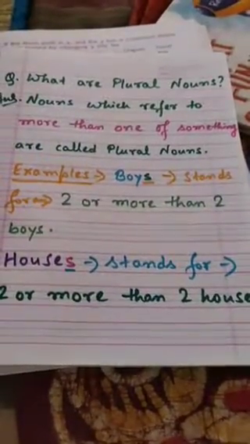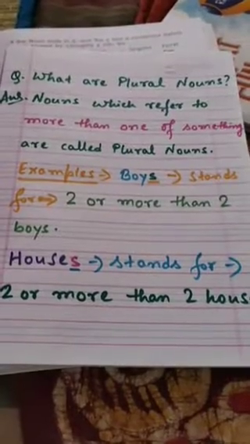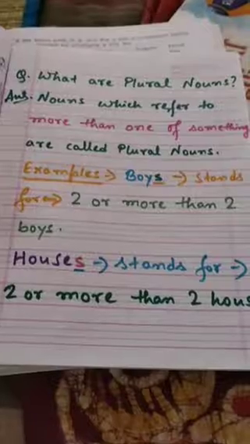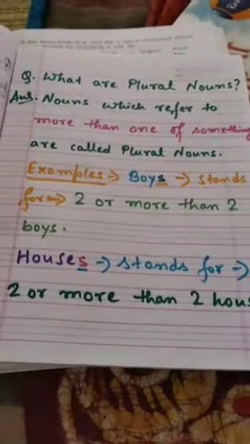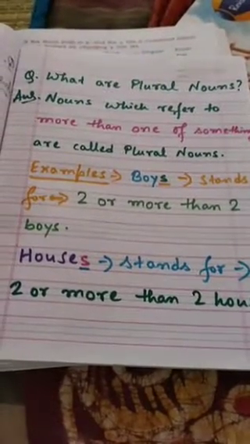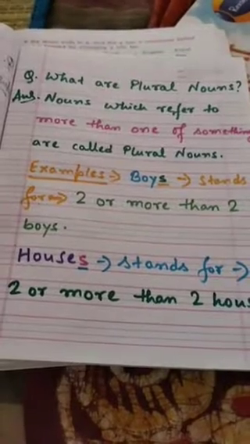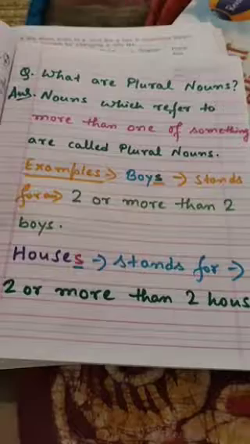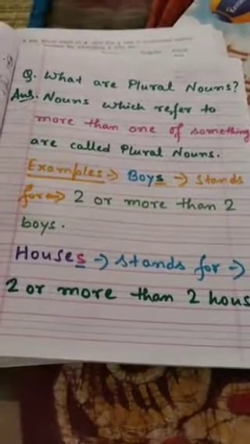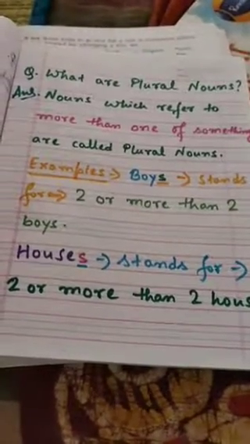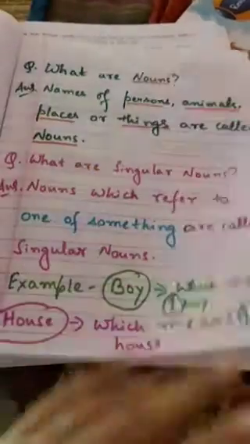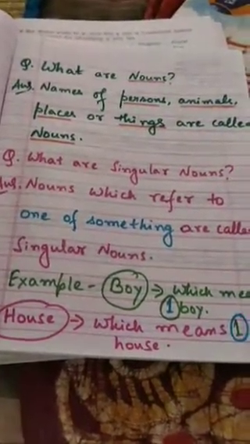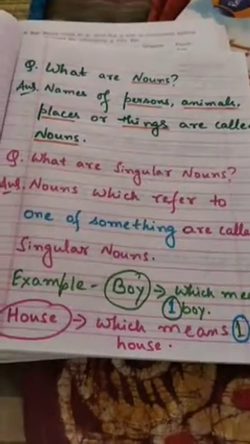Also, we had learned what are plural nouns. Nouns which refer to more than one of something are called plural nouns. Examples, boy, we add an S to it and it stands for two or more than two boys. House, then we add S to it and that stands for two or more than two houses. So that is what we had read the other day, isn't it? So this is what we had learned the other day. See this? Let's take a glimpse of it once again quickly without wasting time.